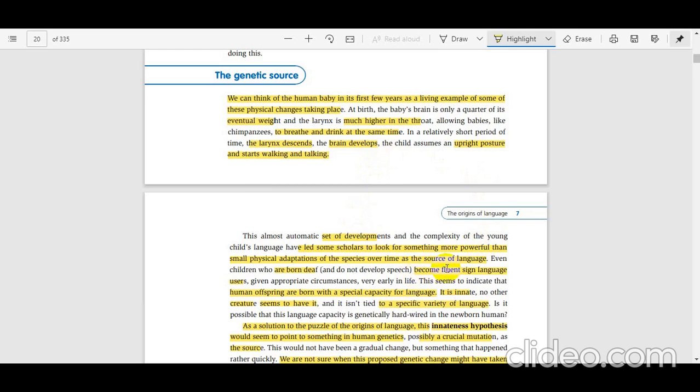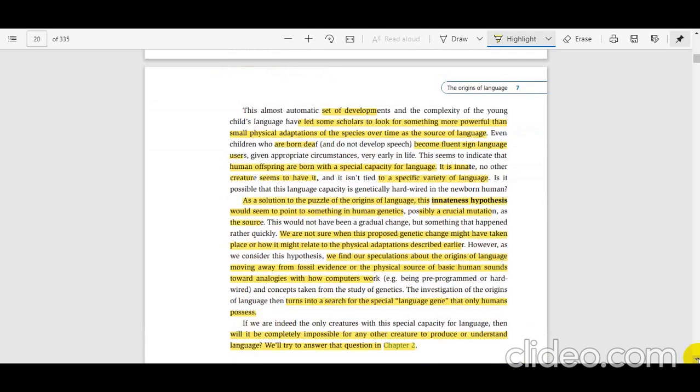To become fluent in sign. It is innateness. It is now about the innateness. Innateness means الفطرية أو الشيء الفطري. No other creatures seem to have it. This isn't tied to a specific variety of language. Is it possible? This is a question raised by the book about how we are genetically hardwired when we were born, in our early years of living.